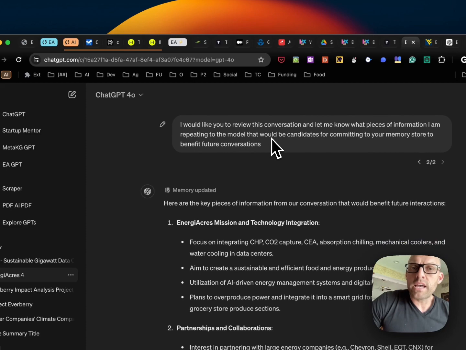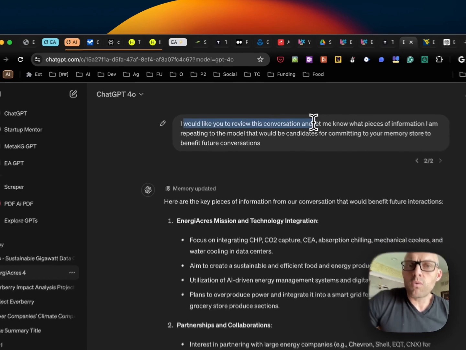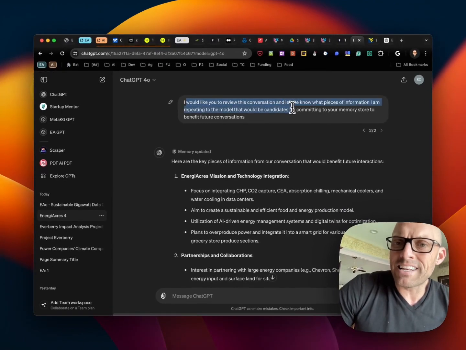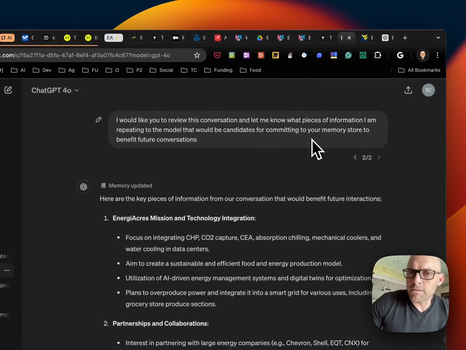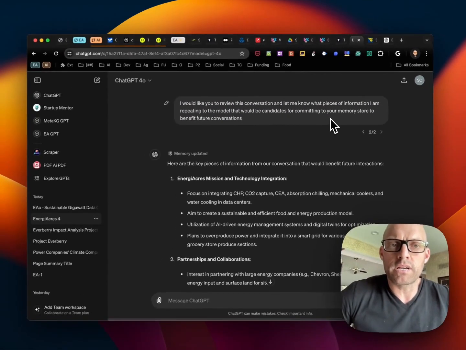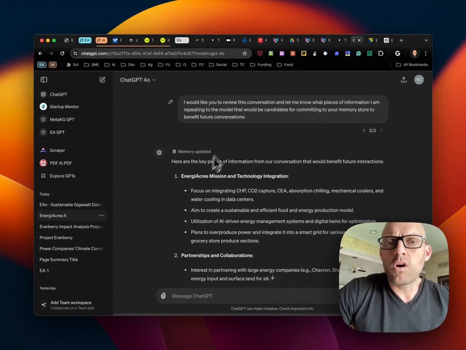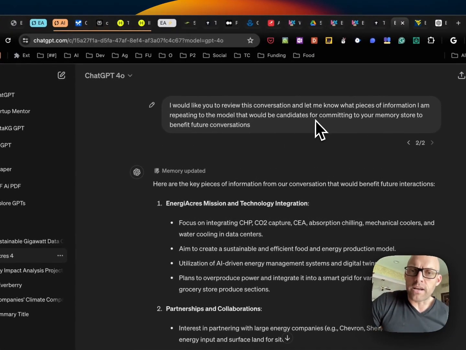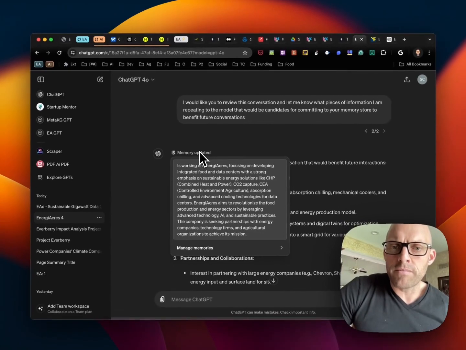And then I said, hey, review this whole conversation and let me know what pieces of information I'm repeating that would be candidates for committing to your memory store, because 4.0 opens up memory. So you can see it identified the information from here.